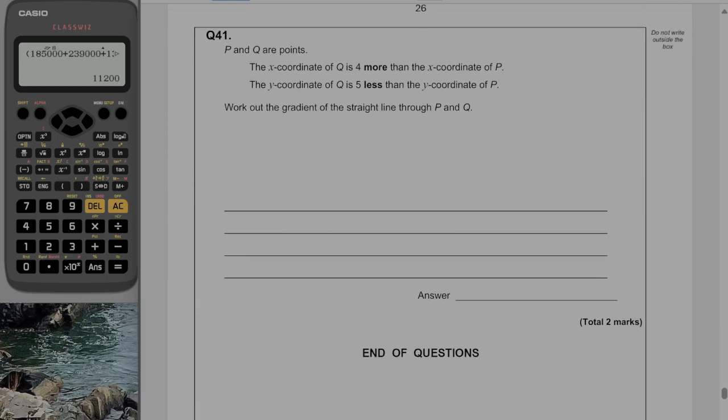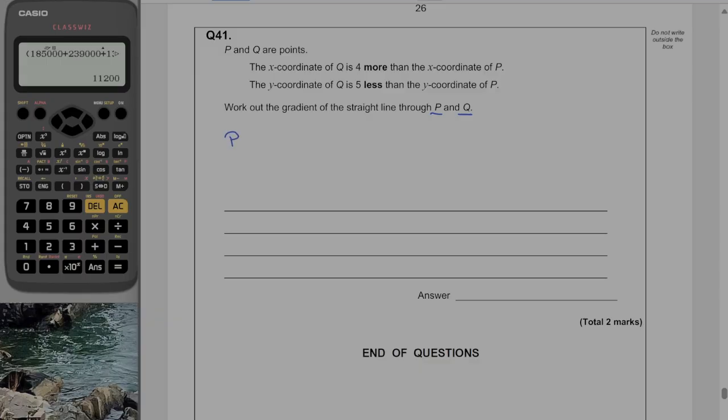Right, question 41. P and Q are points. The x-coordinate of Q is 4 more than the x-coordinate of P. The y-coordinate of Q is 5 less than the y-coordinate of P. Work out the gradient of the straight line through P and Q.